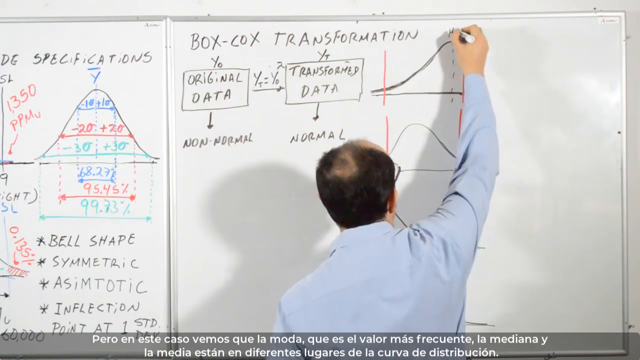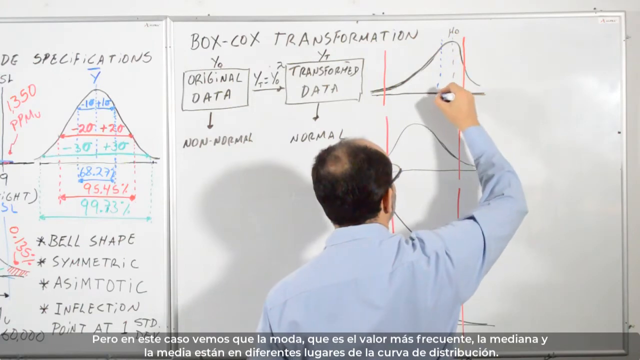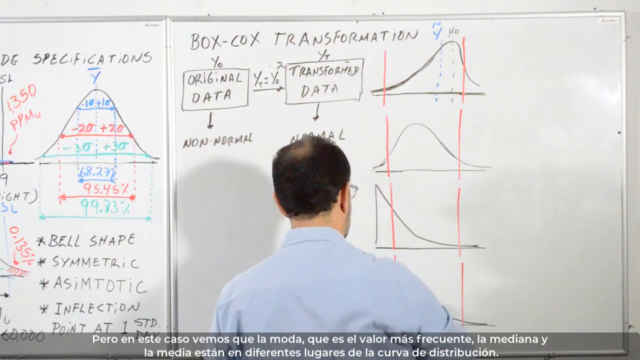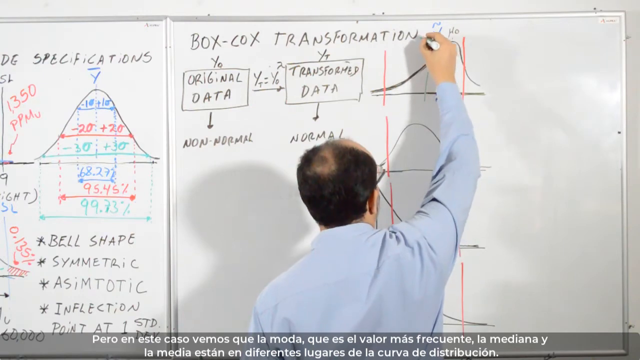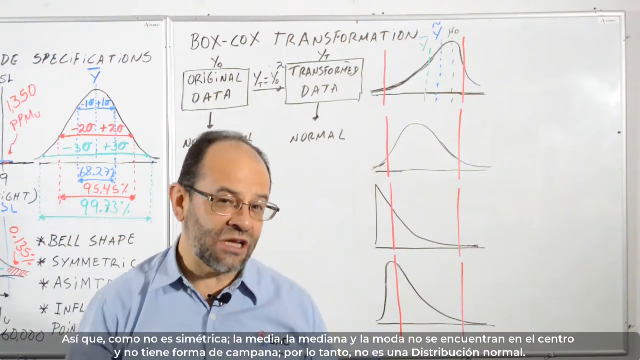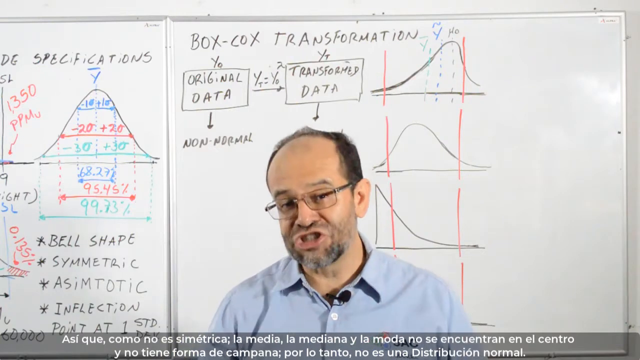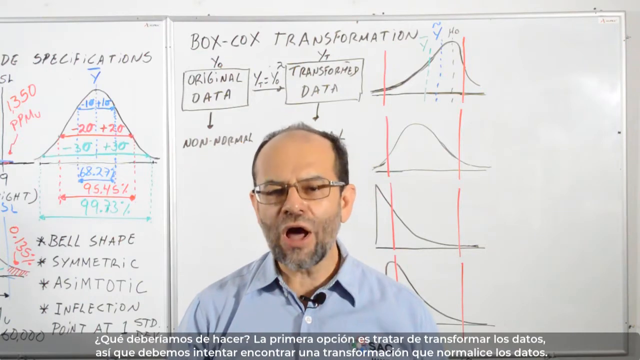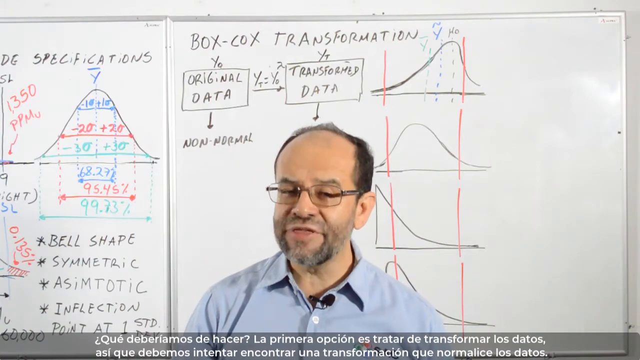Here will be the mode, and here you are having the median, for instance. Maybe the median is here, and perhaps you are having the mean here. Let me say that here you are having the mean. So it is not symmetric, and on the other hand, the mean, the median, and the mode are not at the center. So certainly that is not bell-shaped, and that's not a normal distribution. Then what should we do? The first option is to try to transform the data.